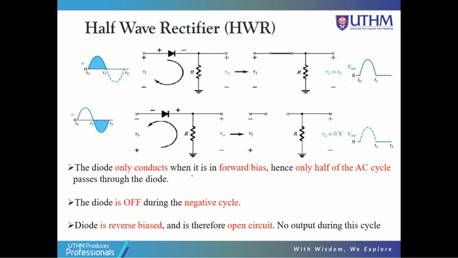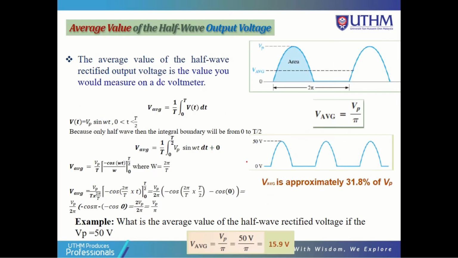The diode only conduct when it is in forward bias. Hence, only half of the AC cycle passes through the diode. The diode is off during the negative cycle. Diode is reverse bias and is therefore open circuit. No output during this cycle. Okay, ini sama dengan explanation tadi.